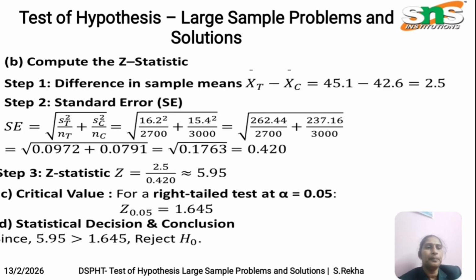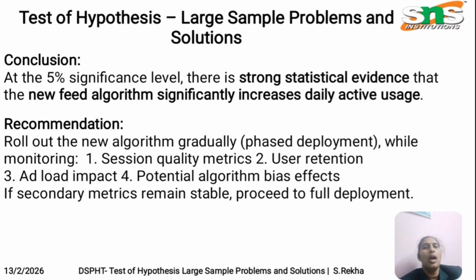Based on that, we use the same formula we used previously for two means, x1 minus x2. Here we can represent it as x1 bar minus x2 bar, and when we apply the values we get 2.5 divided by 0.420, which we got from the standard error. We apply the right tail test, so the critical value is 1.64. If we compare 1.64 with 5.95, it is a greater value, so we reject the null hypothesis and accept the alternate hypothesis.